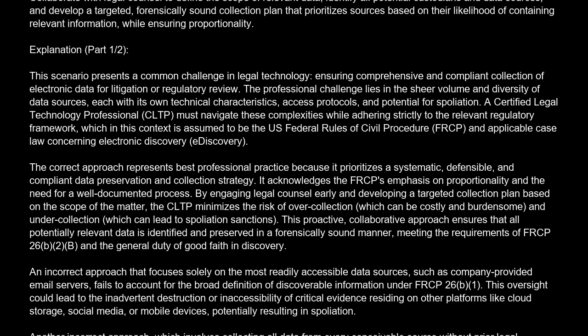An incorrect approach that focuses solely on the most readily accessible data sources, such as company-provided email servers, fails to account for the broad definition of discoverable information under FRCP 26(b)(1). This oversight could lead to the inadvertent destruction or inaccessibility of critical evidence residing on other platforms like cloud storage, social media, or mobile devices, potentially resulting in spoliation.